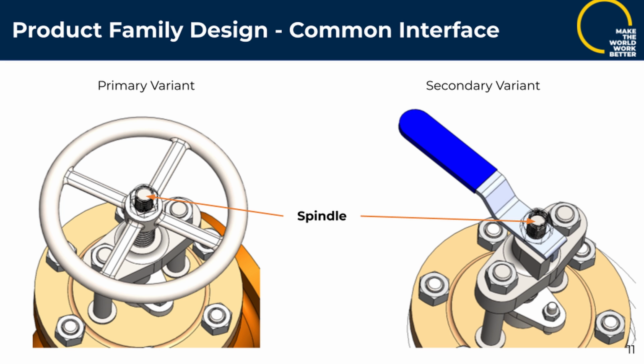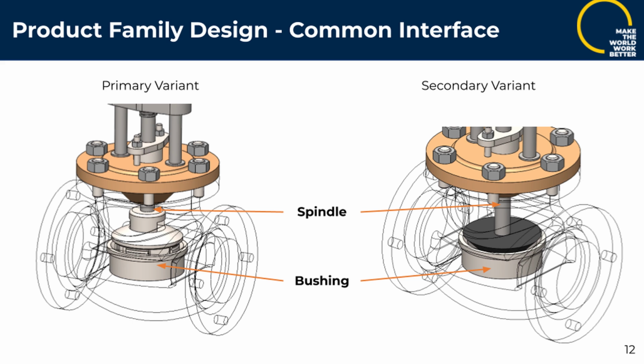This view shows the common interfaces between the modules and the platform. The spindle is a common interface for the handles. The primary variant handle is press-fitted onto the spindle, whereas the secondary variant uses a set screw to connect to the spindle. The common interfaces for the plunger variants are the spindle and the bushings. Both variants are rigidly attached to the spindle. The variants interact with the bushings by being spun into and out of it, controlling the water flow.